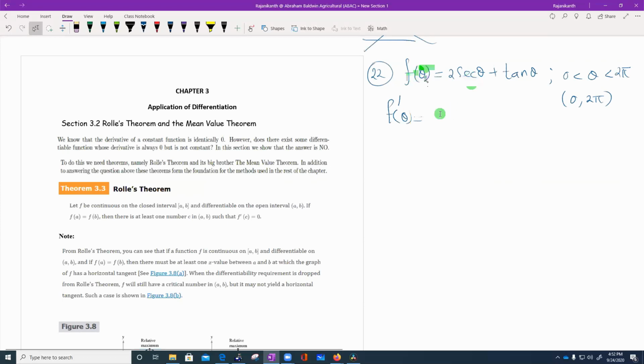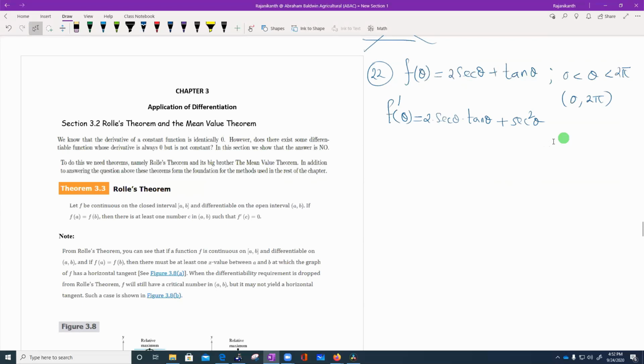What is the derivative of secant theta? Secant theta tangent theta. So 2 times secant theta times tangent theta. Please take a printout of the formula sheet and always keep it with you, okay? So you have to get practice. Now, what is the derivative of tangent? Secant squared theta. Yes, you are correct. So now this is my derivative.